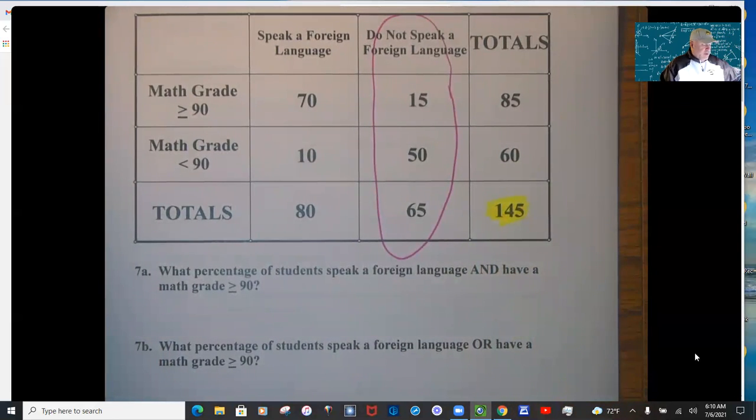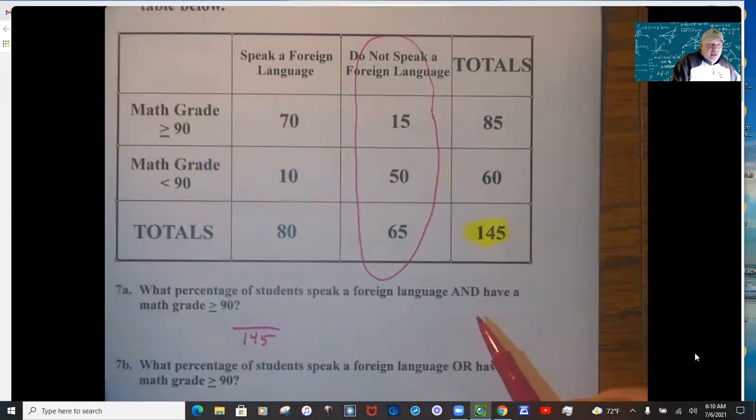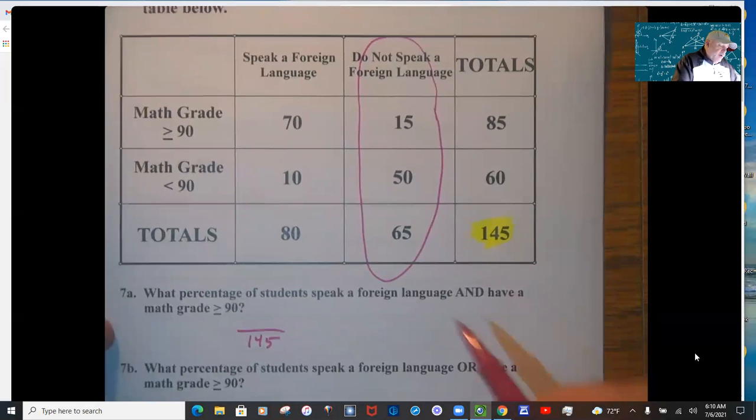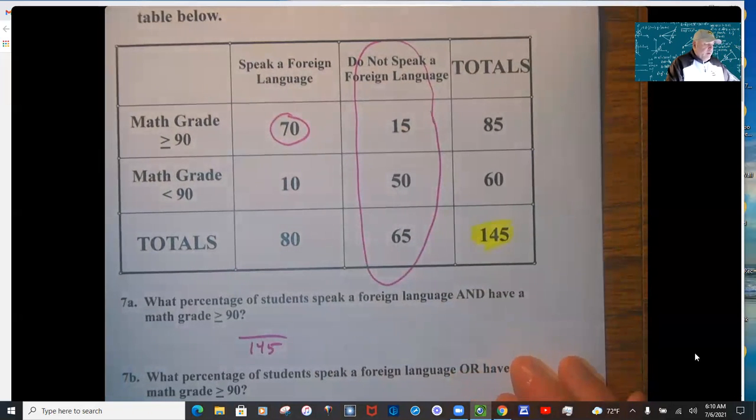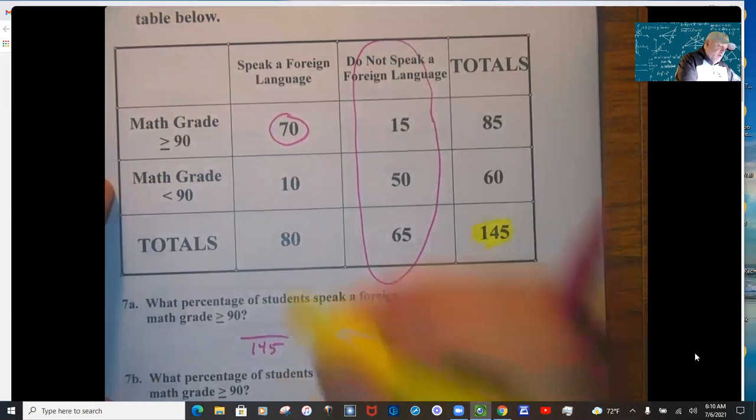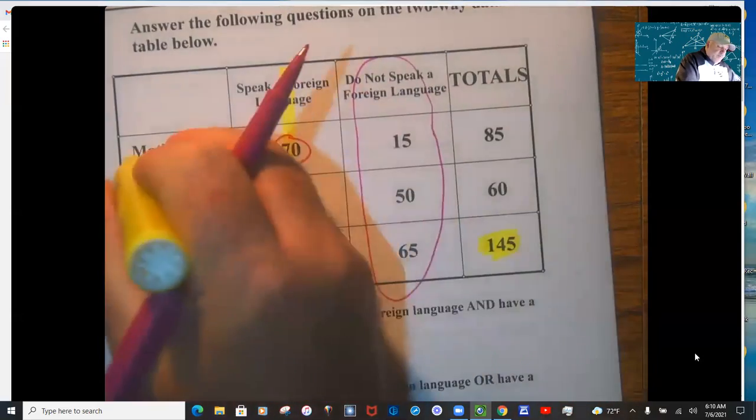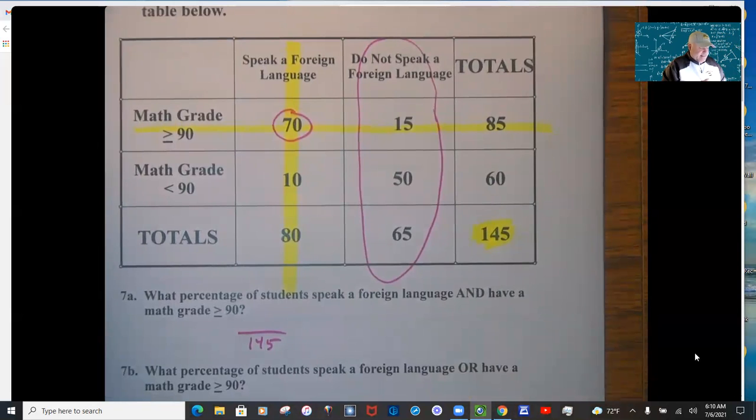Okay, what percentage of students speak a foreign language and have a math grade greater than or equal to 90? So we're out of 145 here. Notice the word "and." So we're speaking a foreign language and have a math grade greater than or equal to 90. We're dealing with the intersection of that row and that column. That's 70.